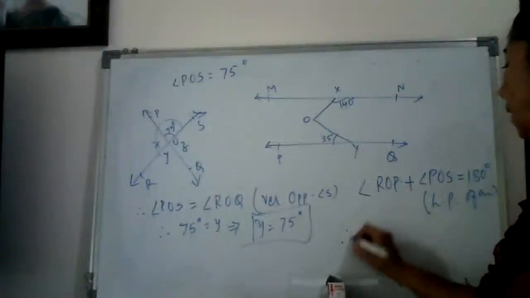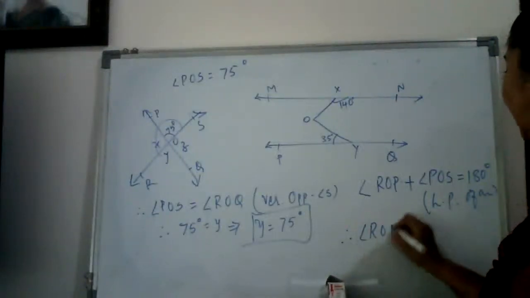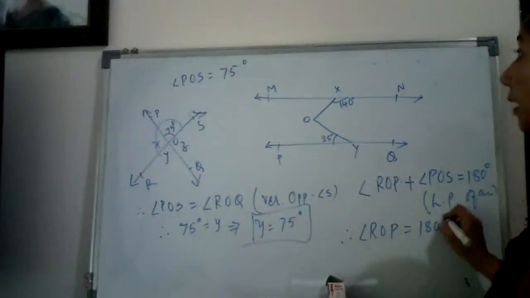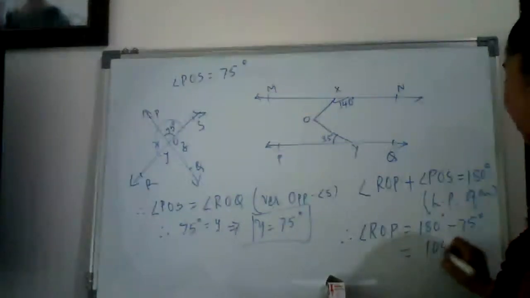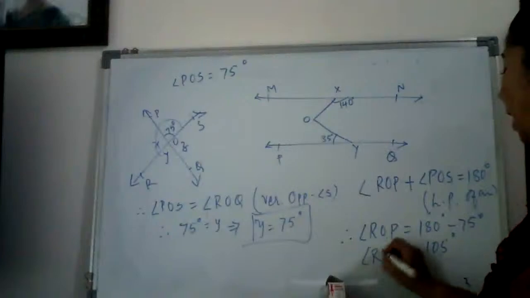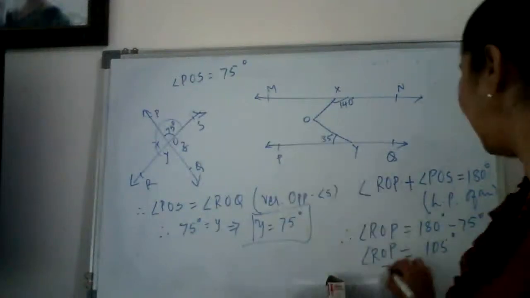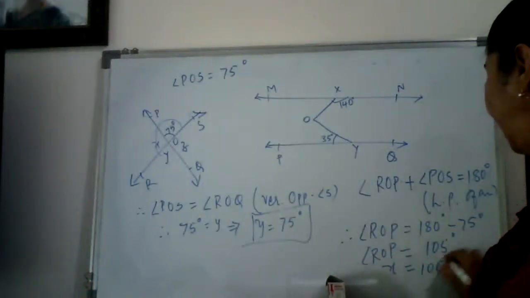And then angle ROP is 180 minus BOS. And how much is 180 minus BOS? That is 180 minus 75. So this is 105. Okay, and now once you have ROP, that is X is 105.